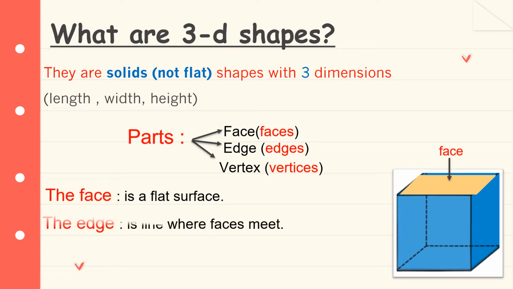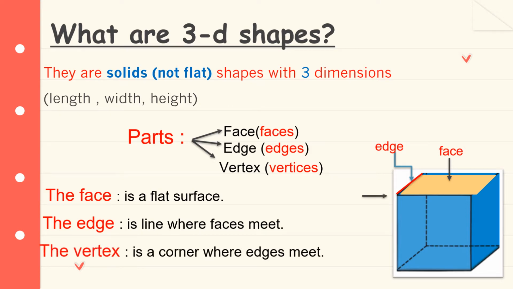What is the meaning of the edge? The edge is a line where faces meet, like this red line. And what is the meaning of the vertex? The vertex is a corner where edges meet, like in the photo. This is a corner where edges meet. Let's listen to a song about 3D shapes.